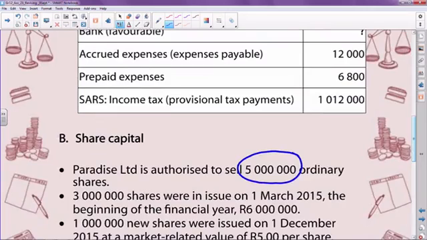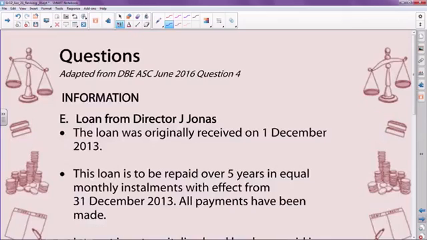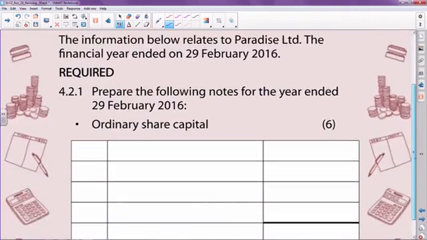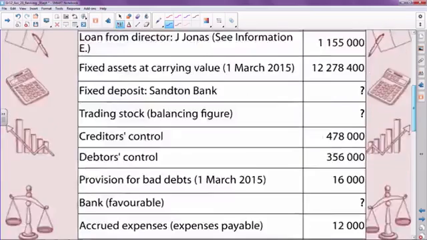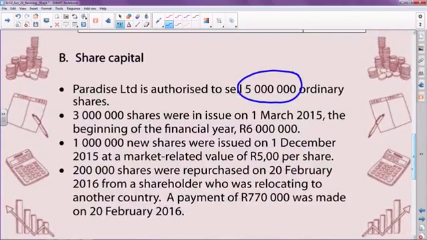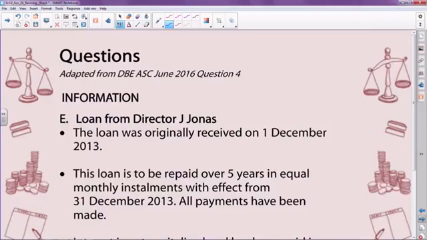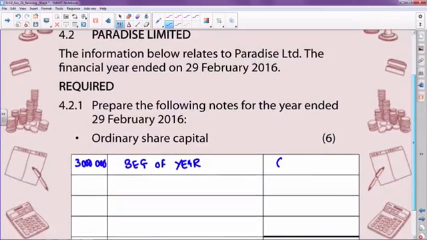So we are told here that 3 million shares were in issue on the 1st of March 2015. So if that's the case, we've got 3 million shares at the beginning of the year. And we are also told that these shares have a value of 6 million rand. So immediately we assign the monetary value to it of 6 million rand. Got that? Given information.